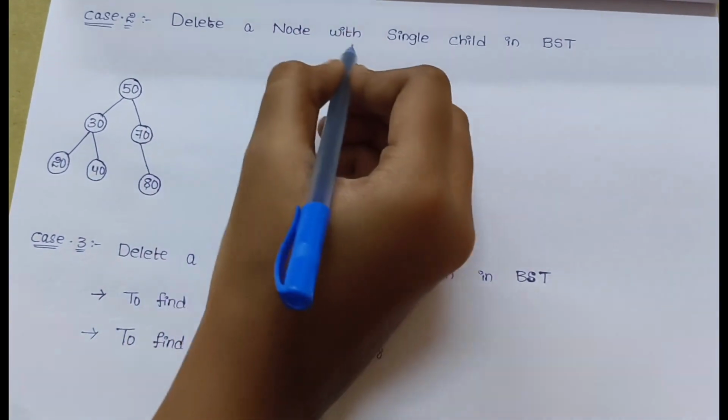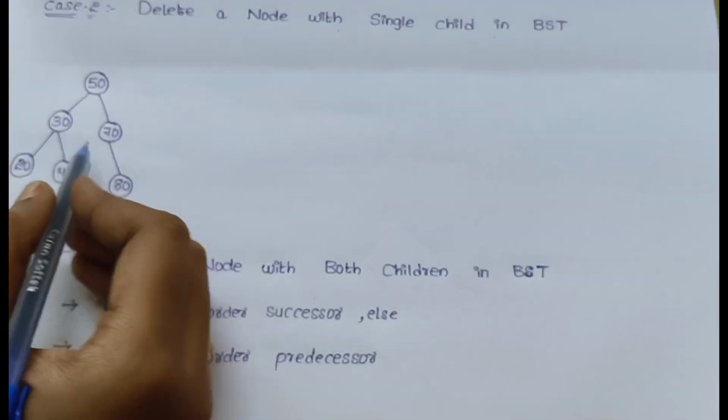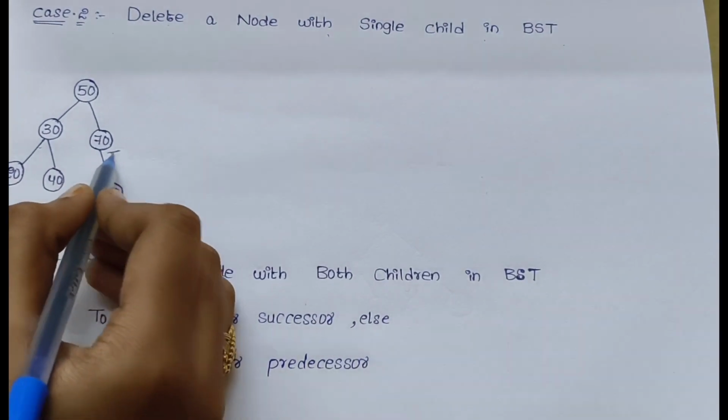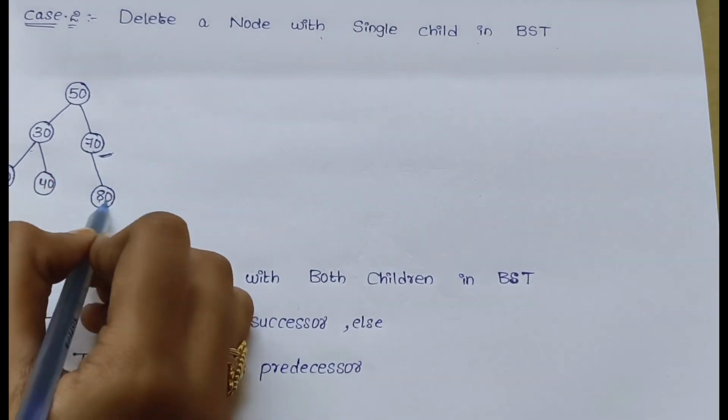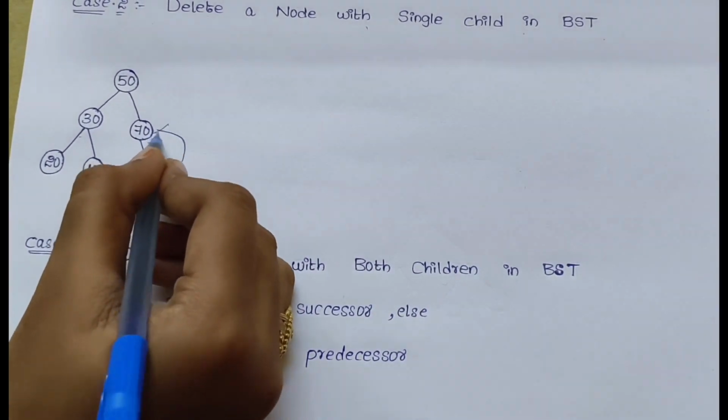Case 2: delete a node with a single child in binary search tree. Here we have to delete 70 because 70 contains a single child. We have to replace 70 with 80.